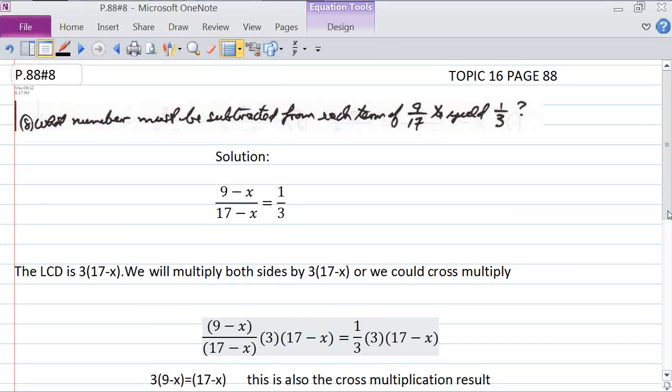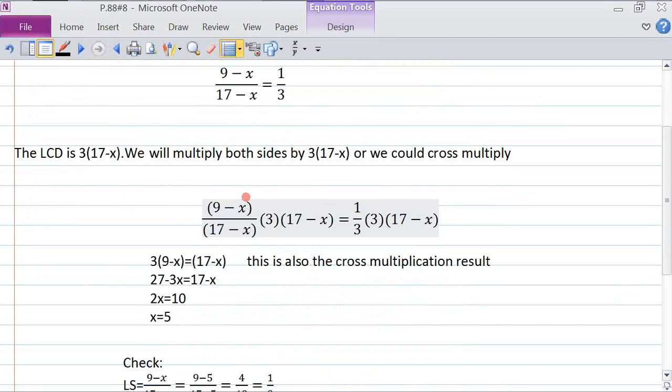We could also cross multiply, and I'll explain that. Maybe a lot easier just to multiply 3 times 9 minus x equals 1 times 17 minus x. That's probably the easiest. But let's just make it a little more difficult, and we'll see what I'm getting at. Here we take 3 times 17 minus x, and we multiply the left side by the 3 times 17 minus x. So the 17 minus x cancels here, and we are left with 3 times 9 minus x. We multiply the right side, 1/3, by the LCD. The 3's cancel, and we get 17 minus x.